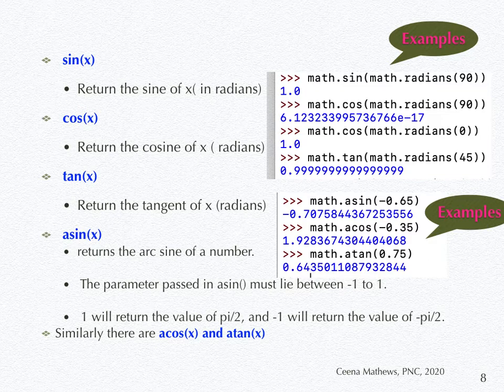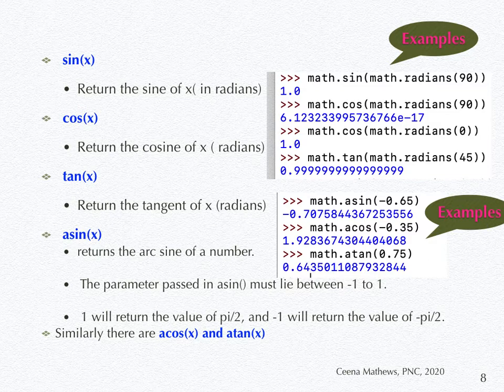Tan of x returns the tangent of x. Again, x is in radians, and the example is math.tan of math.radians of 45 degrees. 45 degrees is first converted to radians and then it is applied with tan.